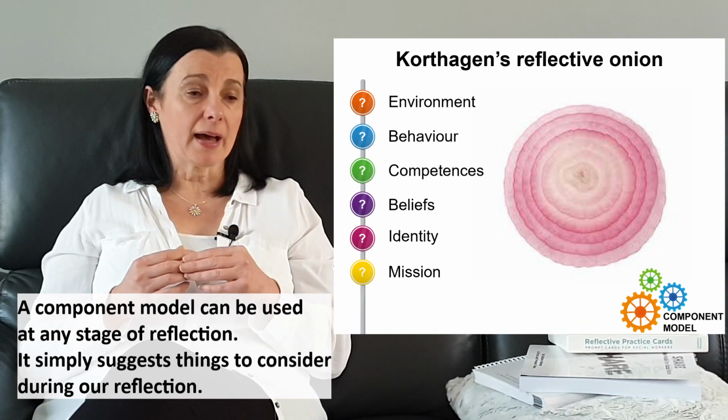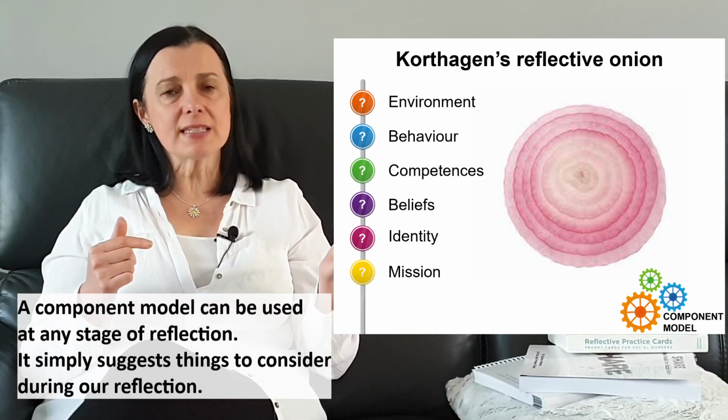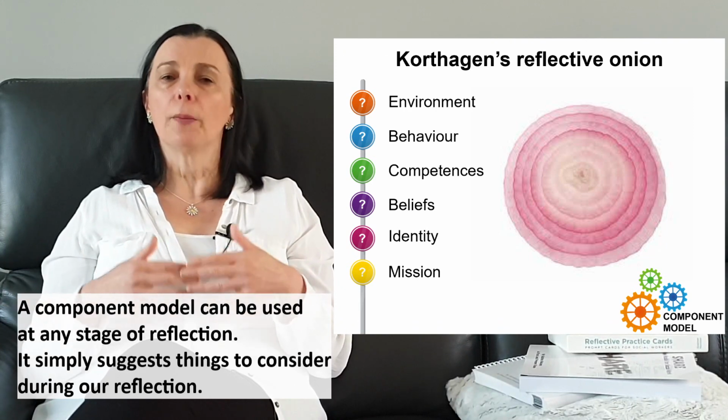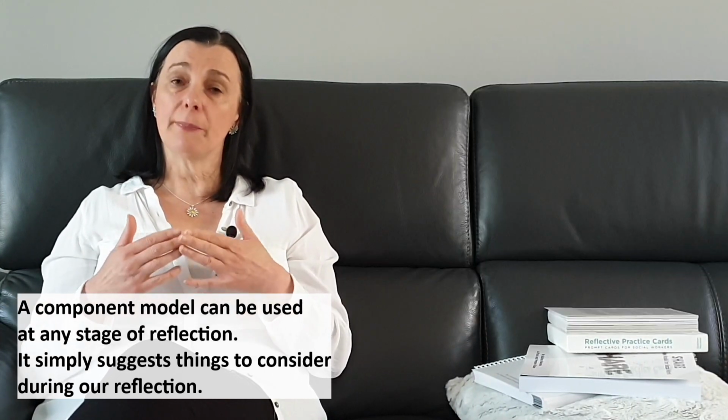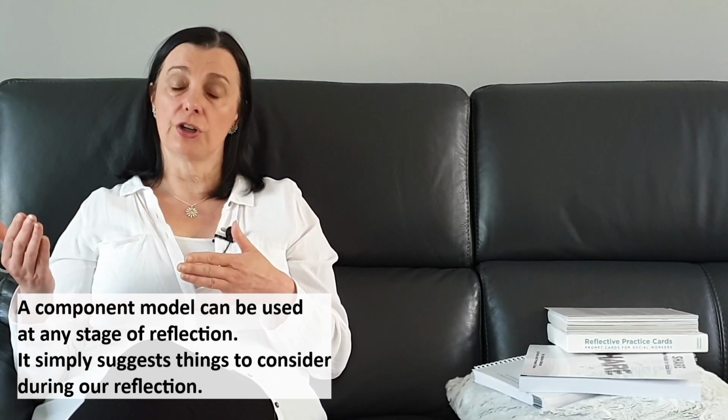You're going to think about, how do I think people will behave? What will I do if this happens? What will I do if that happens? And so on. A component model gives you the ability to use it before the event has occurred.